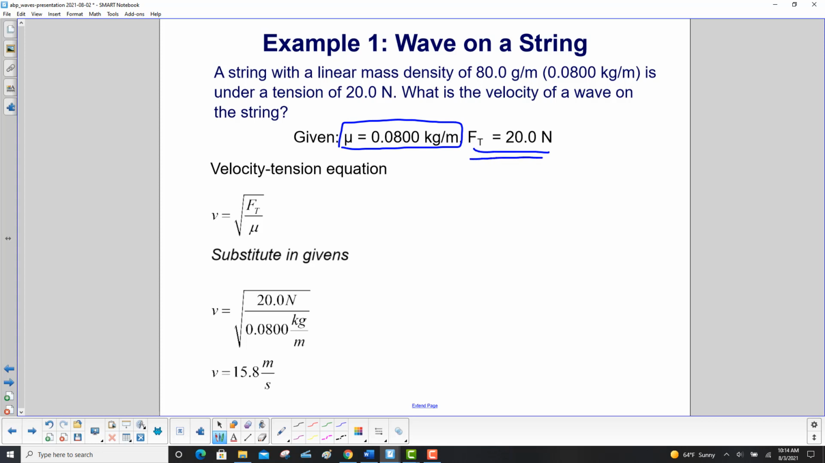Here's the tension force. And we use the velocity tension equation, which is velocity is the square root of tension over mu. We substitute in our givens, linear mass density and tension. Make sure you remember to take the square root. And we get a velocity of 15.8 meters per second.